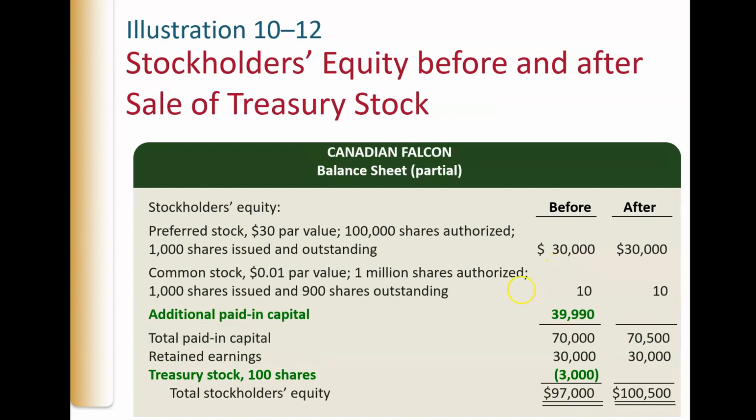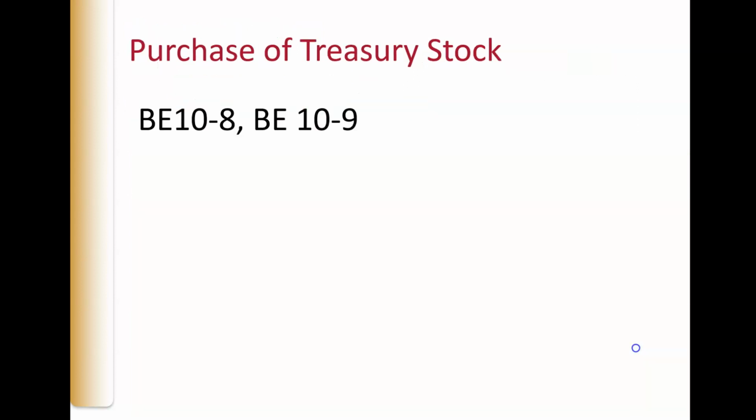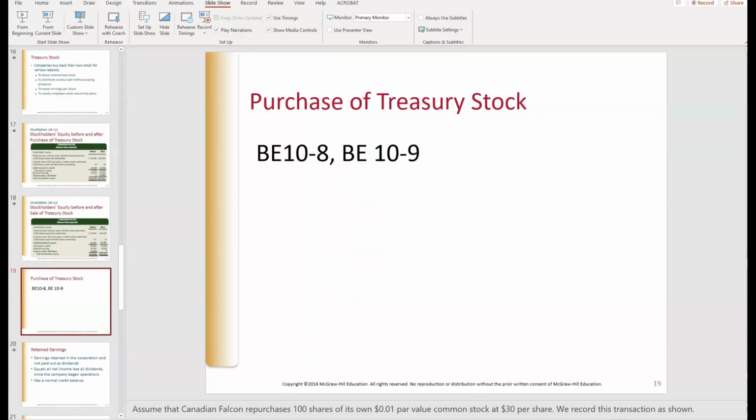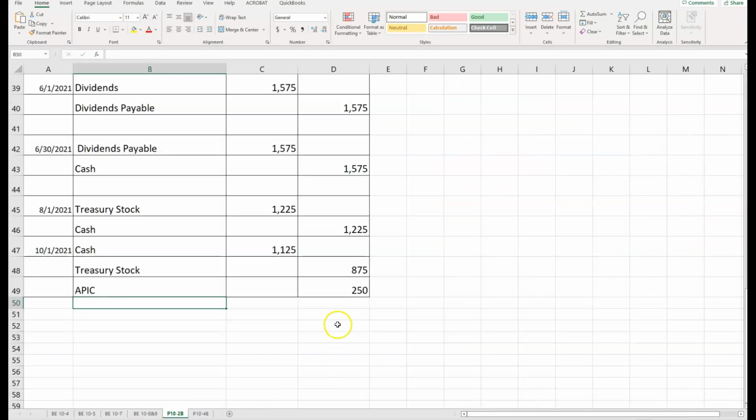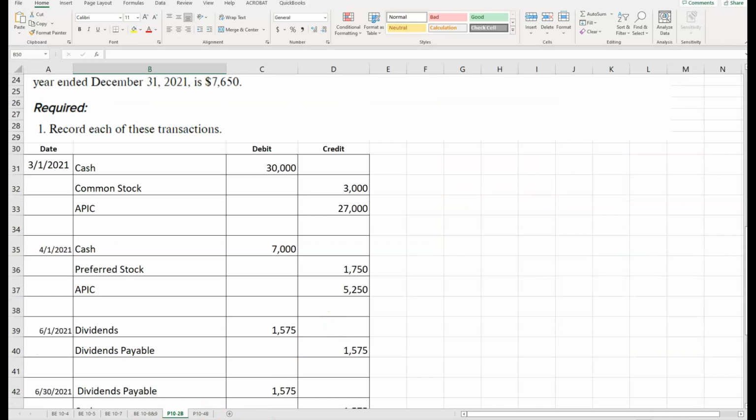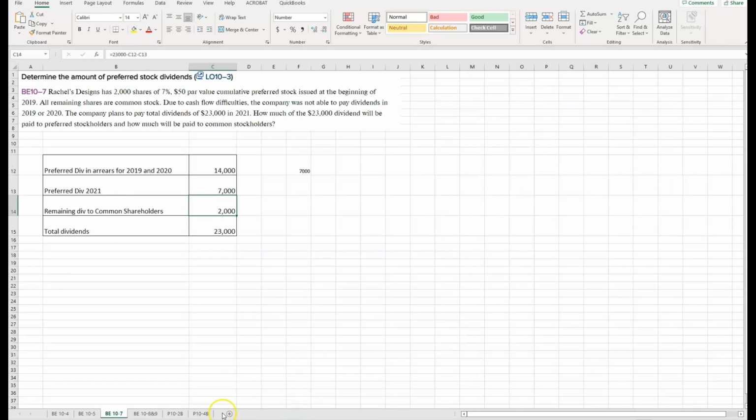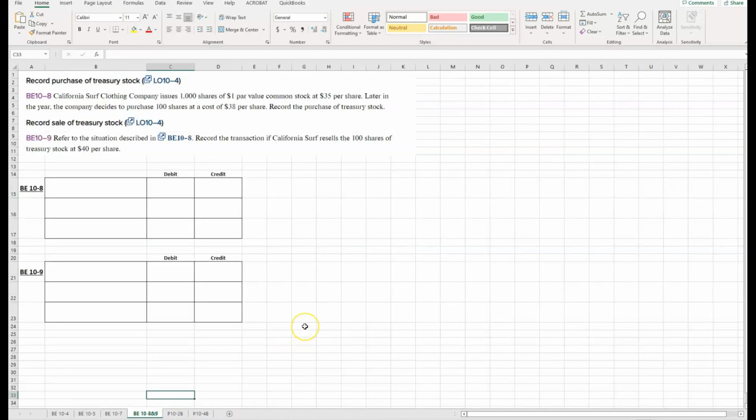And if treasury stock is sold, so here before the sale, and then after the sale, and we'll talk about that. We'll go through the mechanics of that in these next two problems. Oops, wrong sheet. Okay.